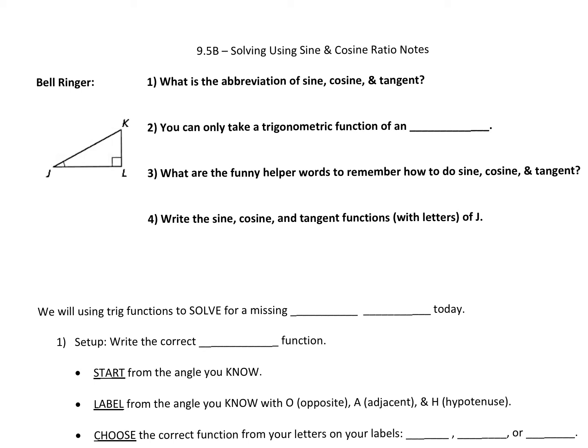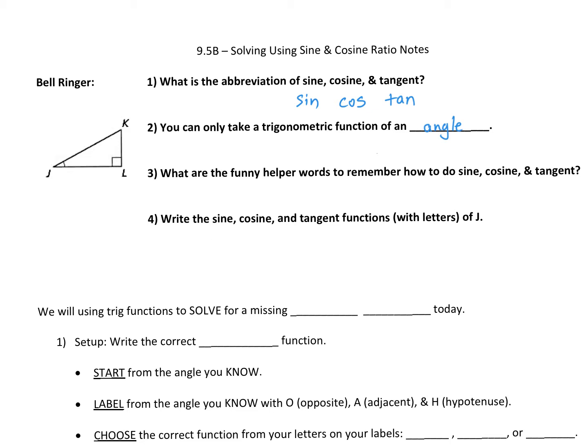Remember, yesterday we talked about sine and cosine. The abbreviation for sine is sin. The abbreviation for cosine is cos. And the abbreviation for tangent is tan. So, you can only take a trigonometric function of an angle. With trigonometric functions, we're dealing with angles.